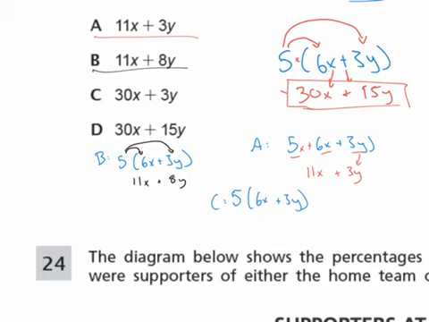C is for somebody who knows that a number next to something else, like 5 next to this whole big parentheses, does mean multiply, but they don't really understand the idea of parentheses. So they just ignored that these parentheses ever existed. They figured 5 times 6x is 30x, and then they didn't do anything to this 3y, so they just pulled down the 3y. 30x plus 3y. It's somebody who doesn't understand parentheses.